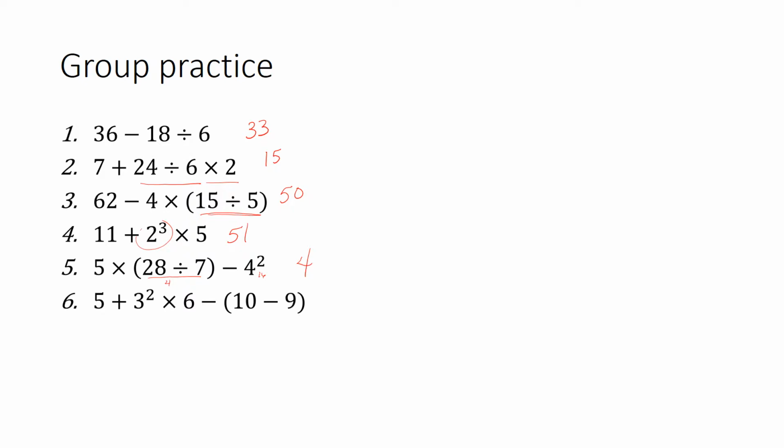Next, when we do our exponent here, we would get a 9. Inside our parentheses, we're going to get a 1. We'll do our 9 times our 6 and get a 63. So we would have 5 plus 63 minus 1. 5 plus 63 is 68, minus 1 is 67.